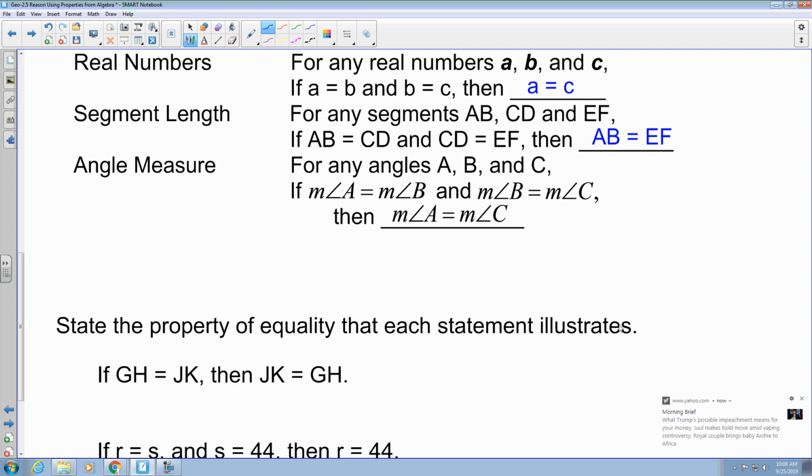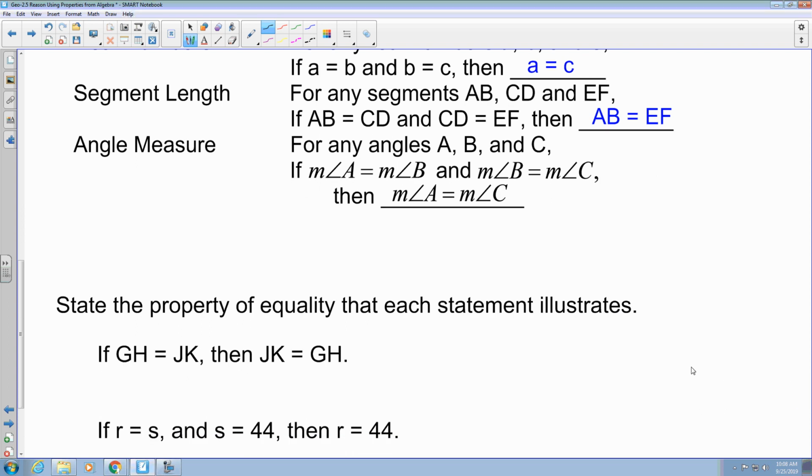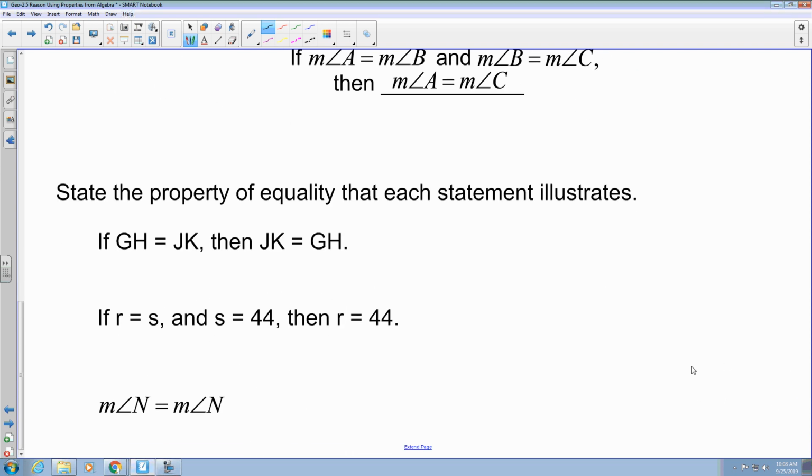Okay. So we look here. In these three examples, they want us to state the property of equality that each statement illustrates. So here it says GH is equal to JK, then JK is equal to GH. So it's that flipping of the two segments. So this is the symmetric property of equality.